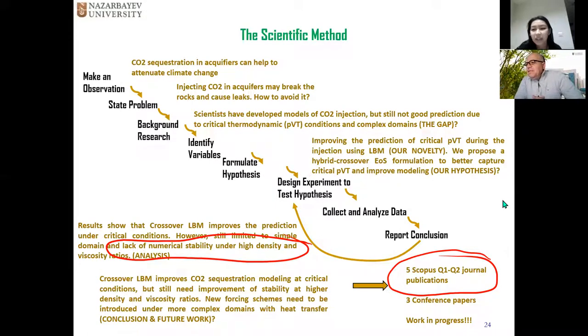Actually, I have a question about the working group. You said that there are some PhD students and master students, but what about undergraduate students? What qualities, what knowledge should they have to participate in such projects? It's a very good question, Halima.